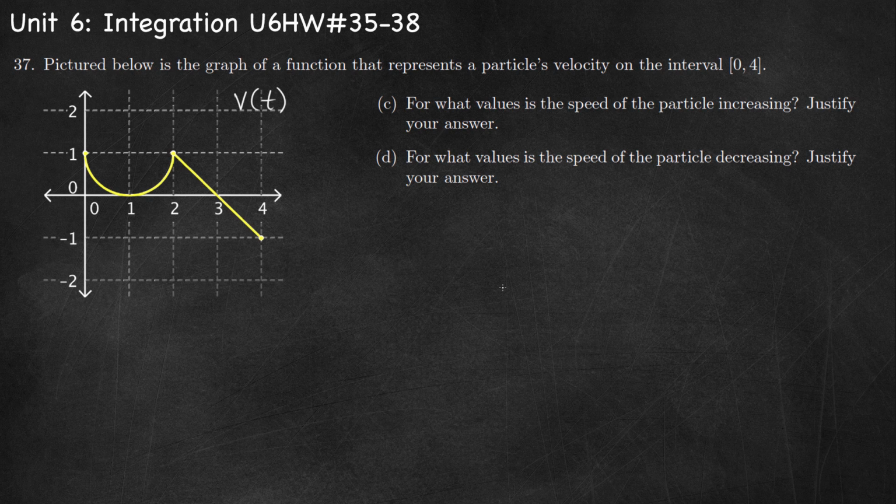C and D, for what values is the speed of the particle increasing and decreasing? So now we want to think about where is the velocity positive, negative, where is it increasing, where is it decreasing? So it starts out positive and decreasing. If the velocity is decreasing, then its derivative is negative, so acceleration is negative. So they have opposite signs. So the speed, well, I think we're going to have different reasons. Since we have to justify, I can't combine this all into one. So let's just start out. We'll just go from left to right.